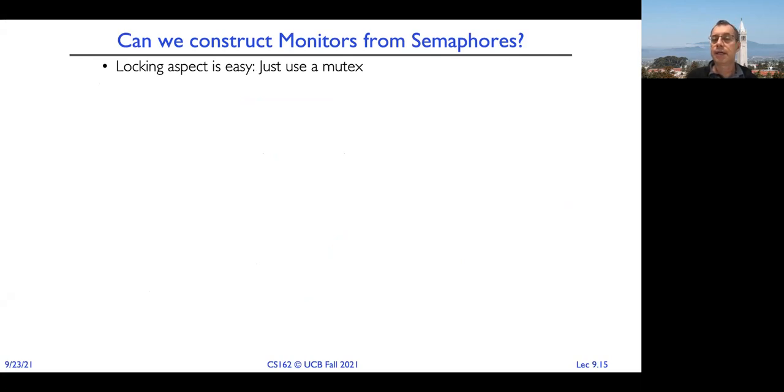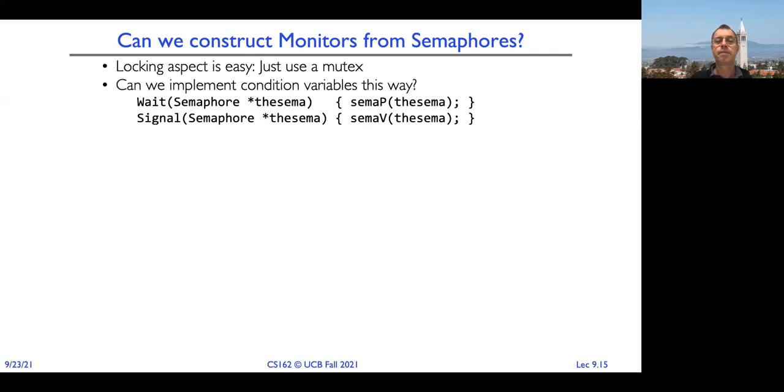Okay, can you construct monitors from semaphores? The locking aspect is easy. Remember, you can use a semaphore which has only two values, and the wait is basically decrementing the semaphore. You initialize the semaphore to 1. If it's 1, you acquire the lock, and it becomes 0. If some other thread comes and wants to decrement it, it cannot, and it has to wait, because you need to wait for someone else to increment the semaphore back to 1. This will be the signal.